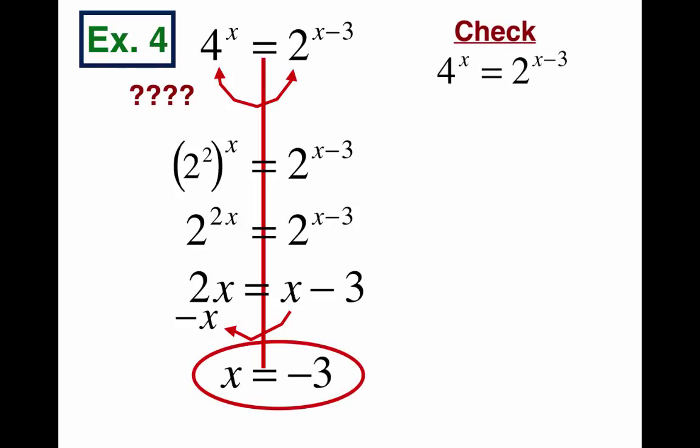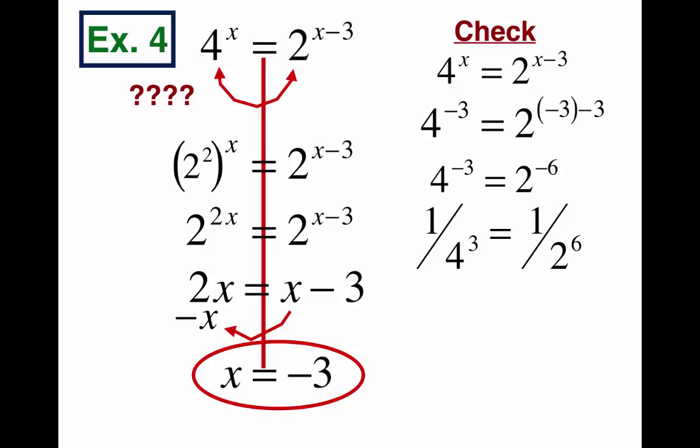So remember our problem was 4 to the x equals 2 to the x minus 3. Now I'm going to do 4 to the negative 3 equals 2 to the negative 3 minus 3. Let's rewrite this. That would be 4 to the negative 3 equals 2 to the negative 6. That'd be like 1 over 4 cubed equals 1 over 2 to the 6, because we've got to change those negative powers. 4 times 4 times 4 is 64, so we get 1 over 64. And then 2 to the 6th power is also 64, so yay, it matches up. 1/64 equals 1/64. So our answer is correct.